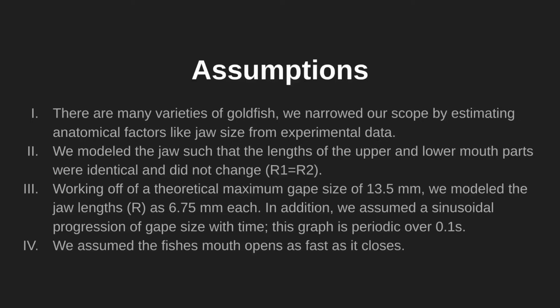Assumptions. There are many varieties of goldfish. We narrowed our scope by estimating anatomical factors like jaw size from experimental data. We modeled the jaw such that the lengths of the upper and lower mouth parts were identical and did not change. Working off of a theoretical maximum gape size of 13.5 millimeters, we modeled the jaw lengths as 6.75 millimeters each. In addition, we assumed a sinusoidal progression of gape size with time. This graph is periodic over 0.1 seconds. We assumed the fish's mouth opens as fast as it closes.